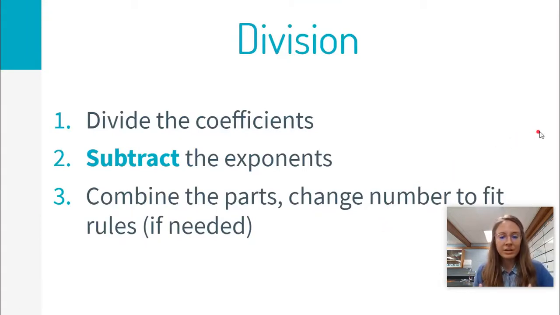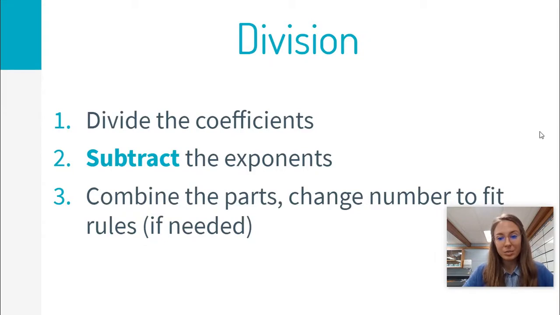Division is very, very similar, except step 2 is a little different. So first we're going to divide the coefficients, simple division. The second step then is we are going to subtract the exponents. You add the exponents for multiplication, you subtract the exponents for division. Okay? The third step is that you combine the parts, just like we did in the last slide, and you change the number to fit the scientific notation rules if it's needed.